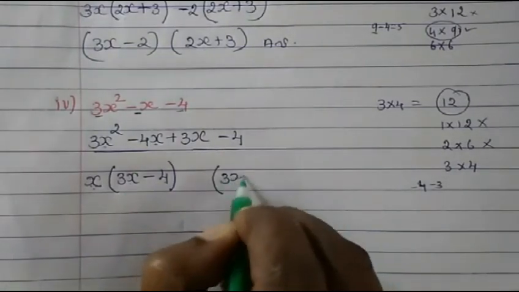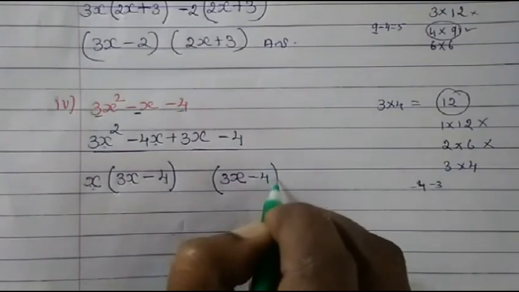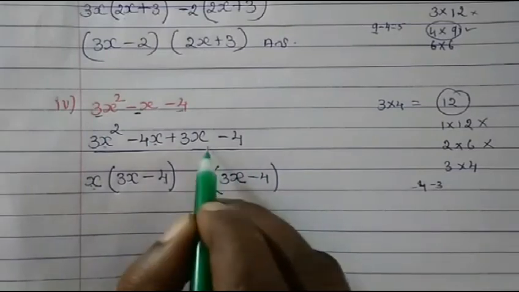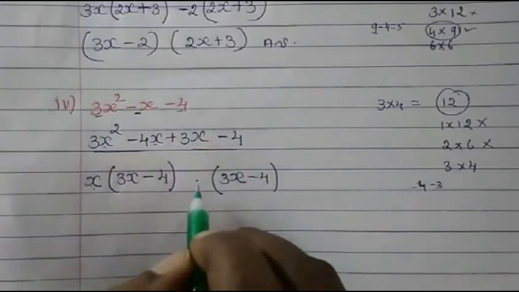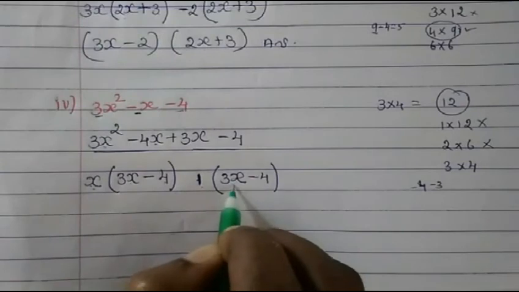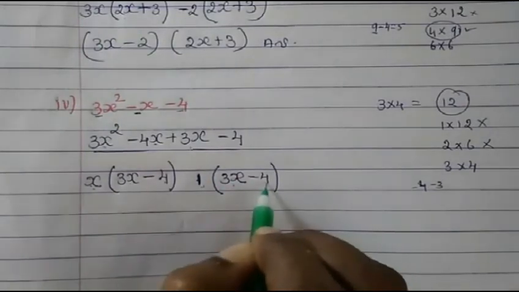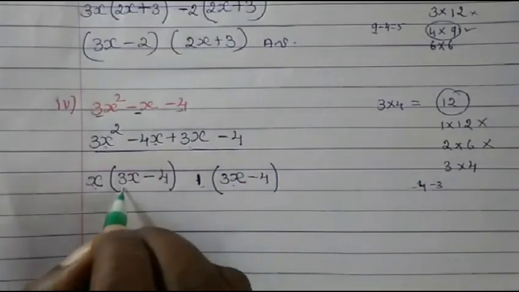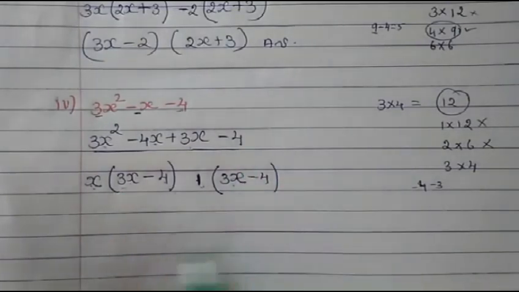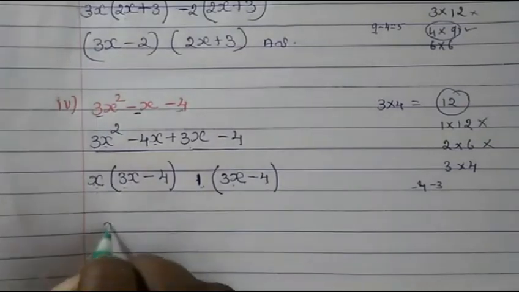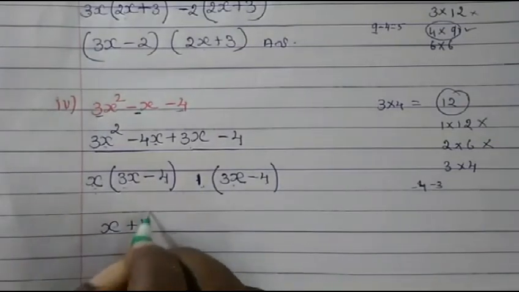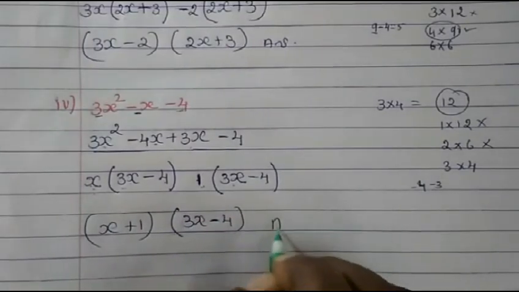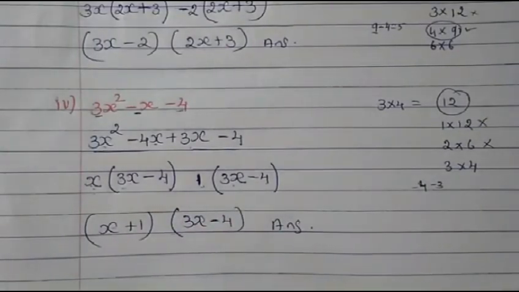The same way I told you, first write down this here. Now with what number if we multiply will we get this pair? Already 3x minus 4 we have, so we need 1 only. With 1 if you multiply, you will get 3x, and with 1 you multiply, you will get minus 4. So now 3x minus 4 is common, and x and 1 is common. So x plus 1 and then 3x minus 4. So that's our answer. That's it.